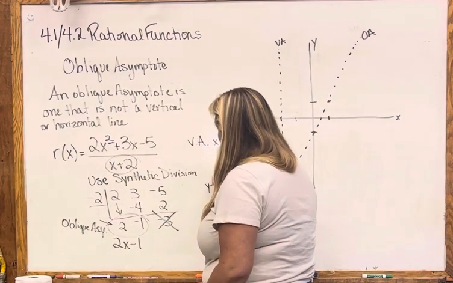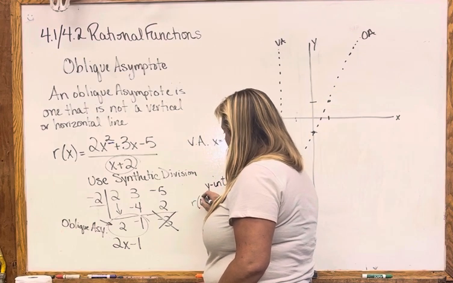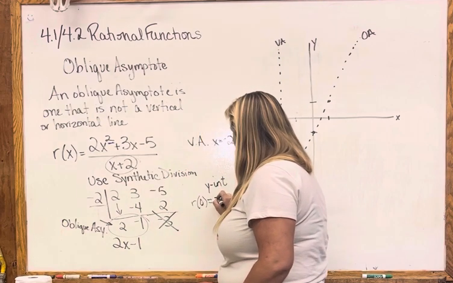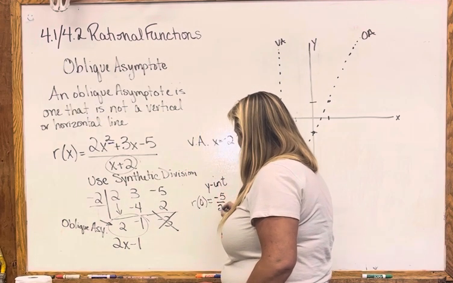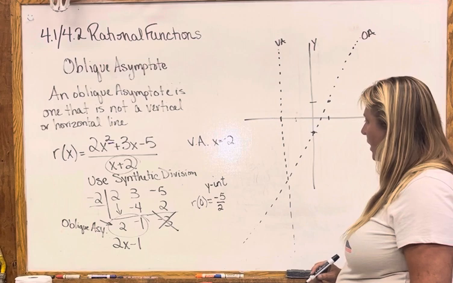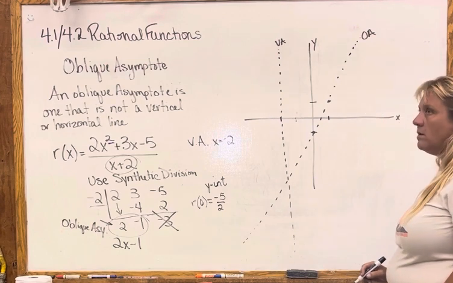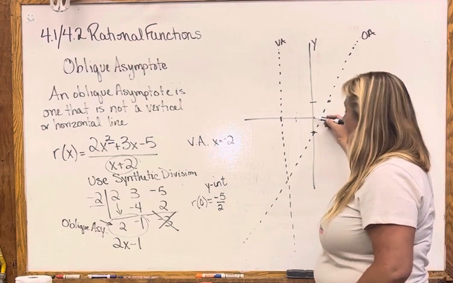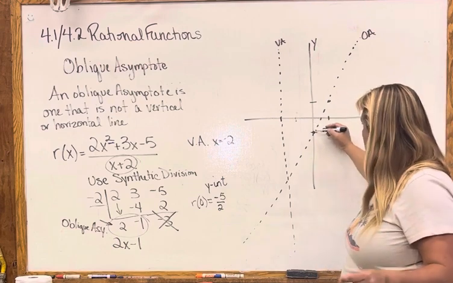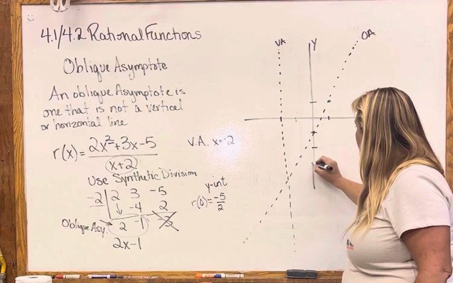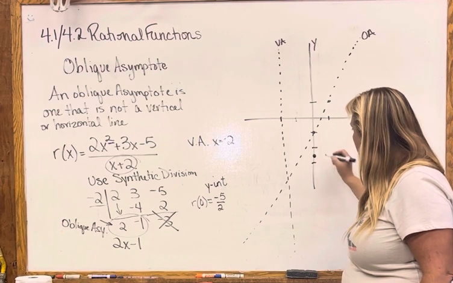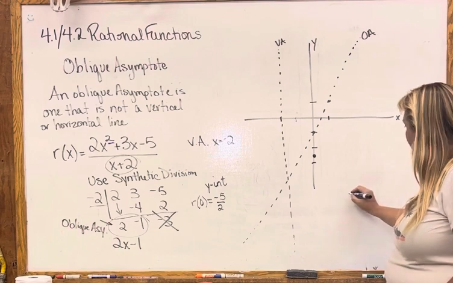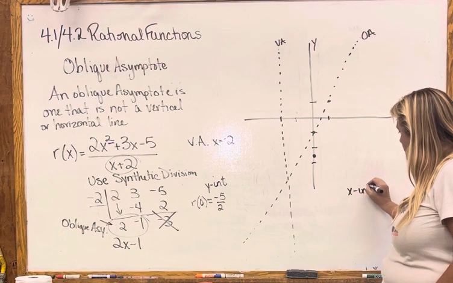Y-intercept. So r of 0, remember everything falls away and we just have -5 over 2, okay? -5/2, which is -2.5. So our y-intercept is negative, so it's going down, 2.5. So we'll say about there. Okay. And then put our x-intercepts over here.